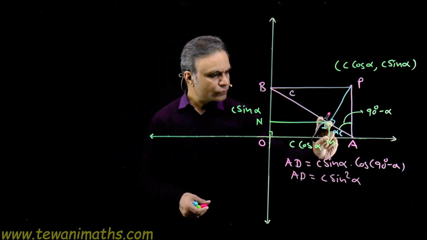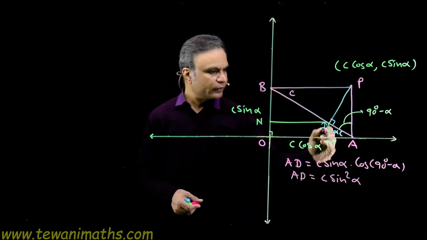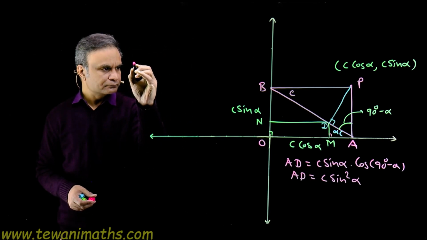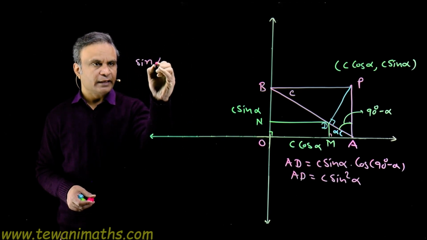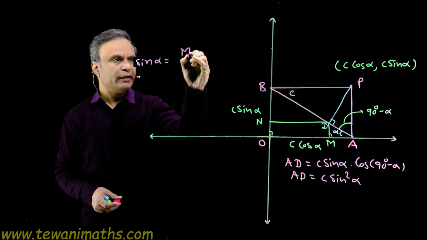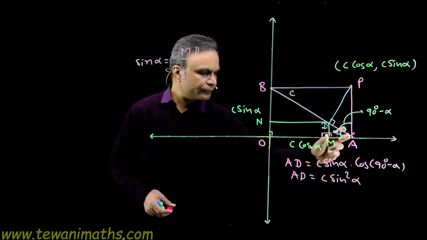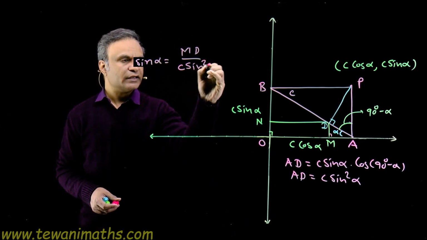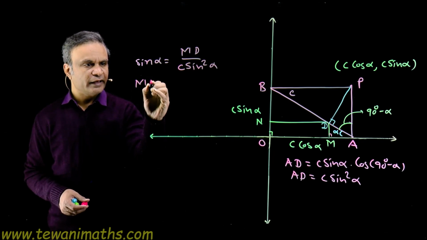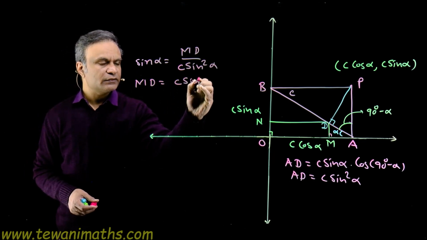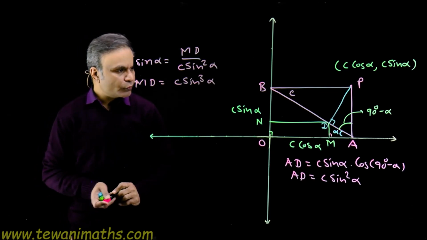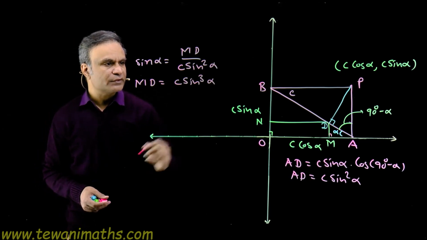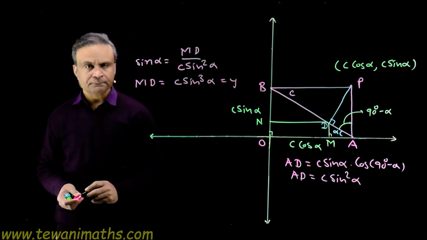Now we have AD. So to get DM, we consider right angle triangle AMD. In right angle triangle AMD, we have sine alpha equal to MD, this height, upon hypotenuse. Hypotenuse is C sine square alpha. So we have MD equal to C sine cube alpha. So the ordinate of point D is C sine cube alpha. Suppose this is Y.